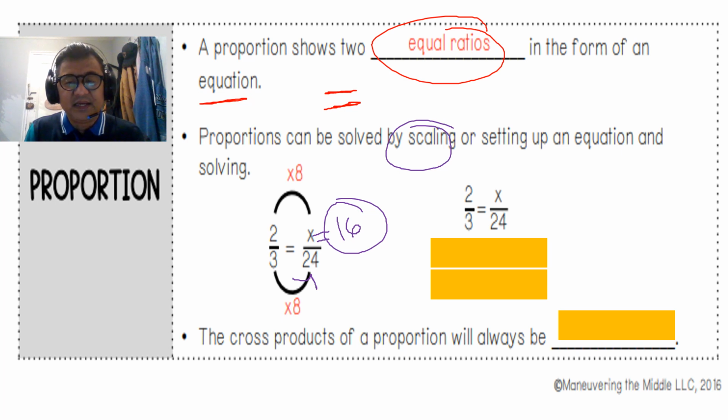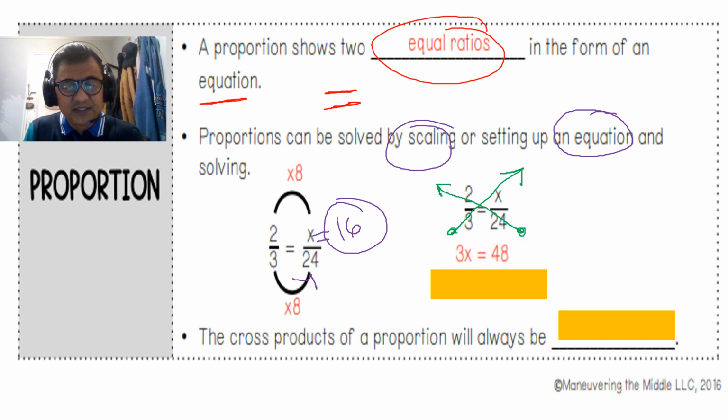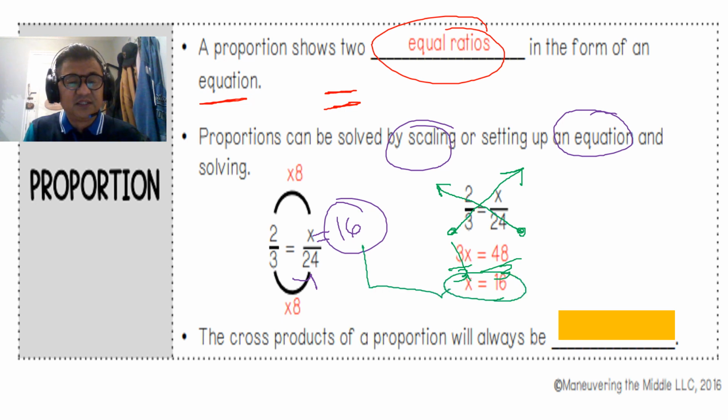The next one is called setting up an equation using cross products. What do we mean by that? Okay, equation. So look at the cross products. Cross products goes like this. Look at the bottom 3 times the x, and then the other cross is 24 times 2. So let's write it down. 3x going that way, and the other one is 24 times 2. You'll get a 48. Now, to solve for x, divide by 3 on the left, divide by 3 on the right, cancels out. What do we get? x is equal to 16. See that? Our answers are the same.